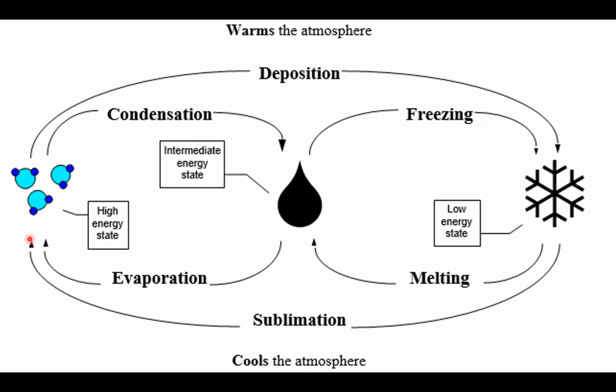Now these water vapor molecules again are gas. When we talk about water vapor, it has a high energy state. A lot of these molecules are farther spaced apart, and they move a lot quicker in this water vapor stage. The liquid stage is the intermediate energy state, and then over here on the right, that solid state is a low energy state. So low, medium, and high.